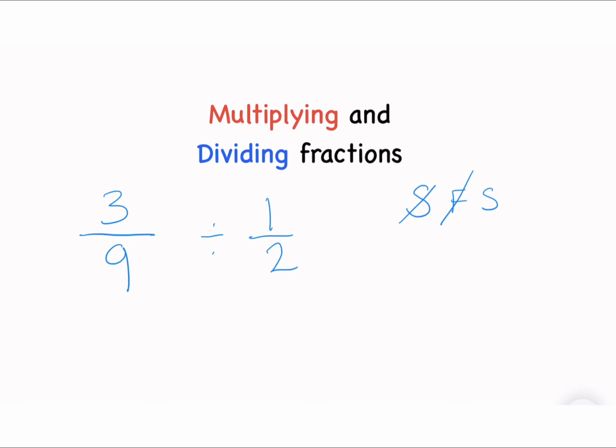So I've flipped it. And now I switch my sign. So instead of it being a division question, I switch it to a multiplication question. So now, simply, we times them together. 3 times 1 is 3. 9 times 2 is 18. So my answer to 3/9 divided by 2 is 3/18.